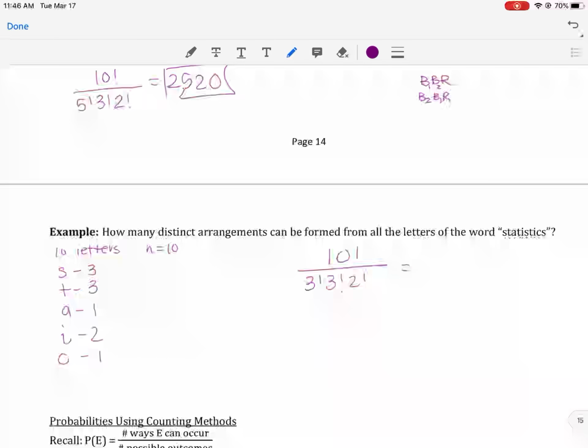At this stage, take a moment and type that in your calculator. You should end up with 50,400 arrangements.